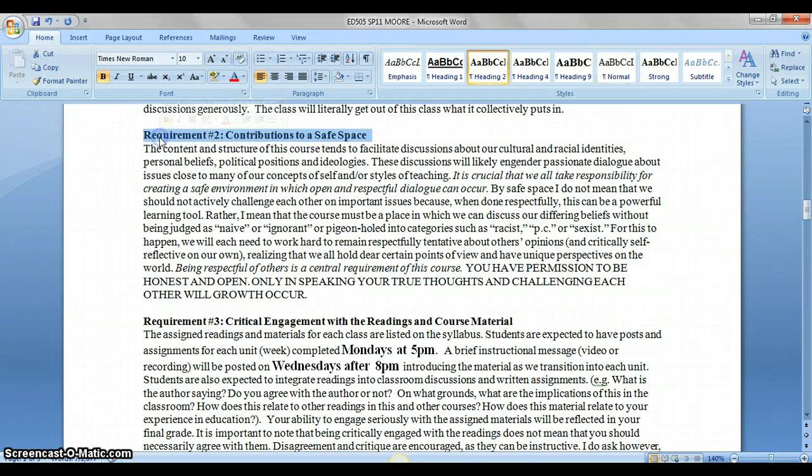Next, contributions to safe space. Just because this says safe space does not mean that we're not going to challenge each other and be very analytical about our experience. We have to all realize that we are all coming from different contexts, and it's only with challenging and speaking your mind, challenging and confronting behaviors, and feeling free to do both, that we're all going to grow. You all have the permission to be honest and open, only speaking your true thoughts and challenging each other. Only in doing that will learning occur.